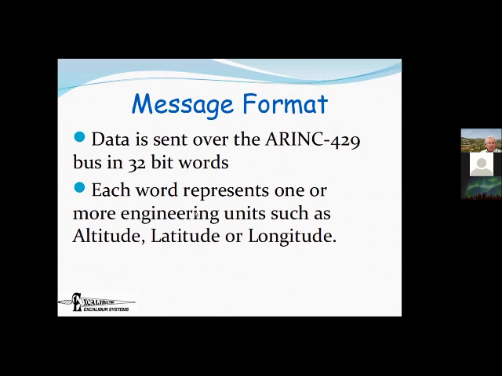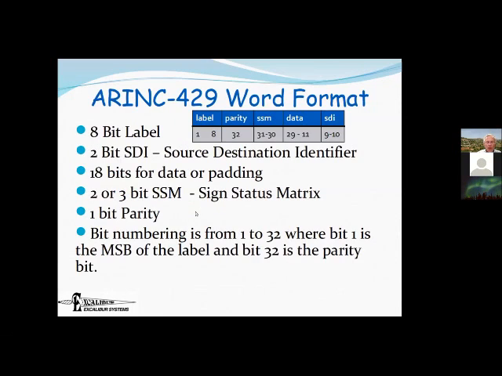Now, you're sending a 32-bit word at a time. Each word represents an engineering unit. So altitude has a word, latitude is a word, longitude is a word. And usually you might have an engineering unit plus a discrete or two, but you won't have more than one engineering unit. And actually we'll understand why shortly.